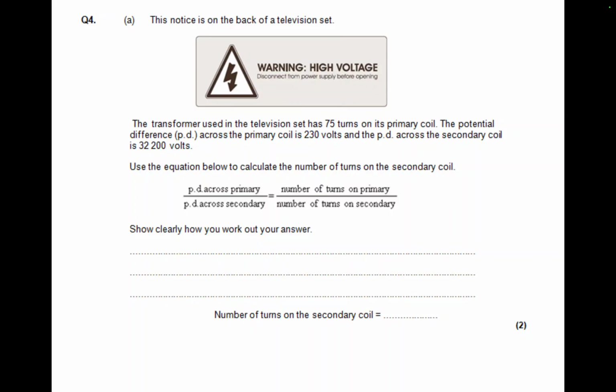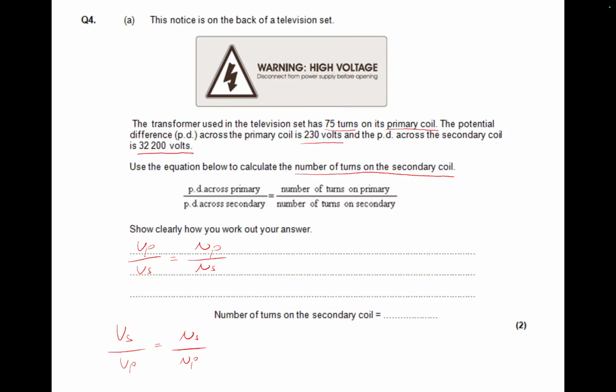Alright, let's go through this answer. A transformer used in a television set has 75 turns on the primary coil. Potential difference on the primary coil is 230 volts, and the potential difference on the secondary coil is 32,200 volts. So what we're going to do now is calculate the number of turns on the secondary coil. So again, it's Vp over Vs equals number of turns on primary divided by number of turns on secondary. And we need the number of turns on the secondary coil. So we're going to flip both sides. Seems to be a recurring feature. So Vs over Vp equals Ns over Np.